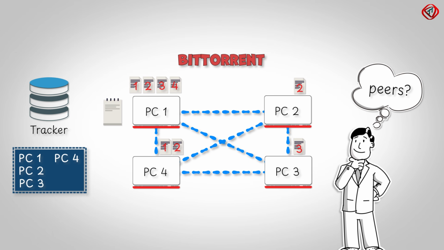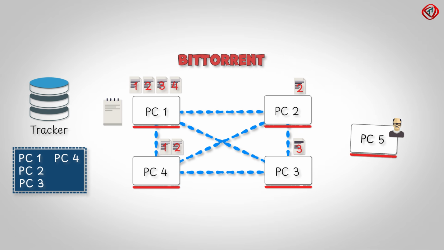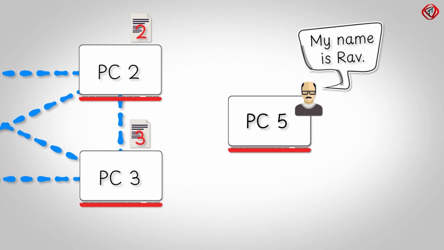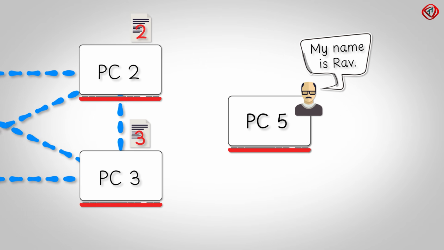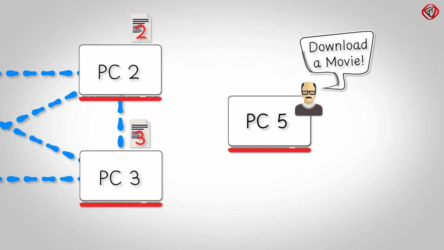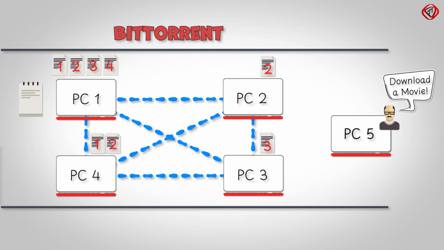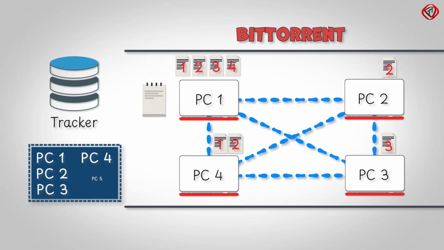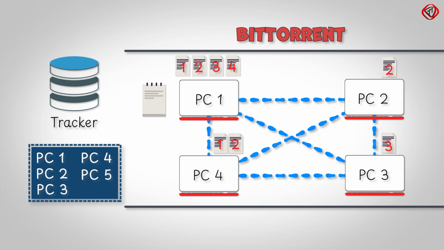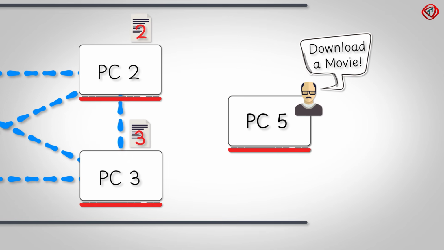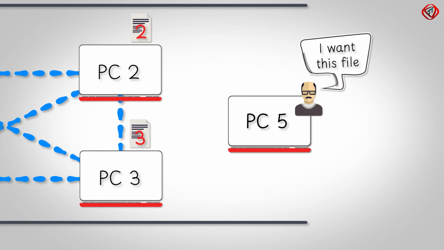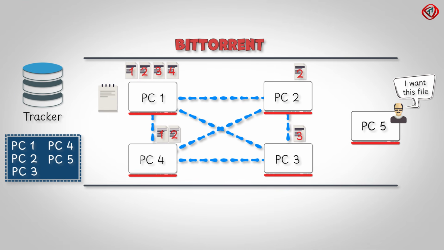Let's follow an example. Suppose a new user joins. His name is Rav. Here's what happens step by step. First, Rav decides to download a file. So, he joins the torrent. The moment he joins, he registers himself with the tracker. This means he tells the tracker, "Hey, I am here and I want this file." The tracker then adds Rav's name to the list of active peers participating in that torrent.